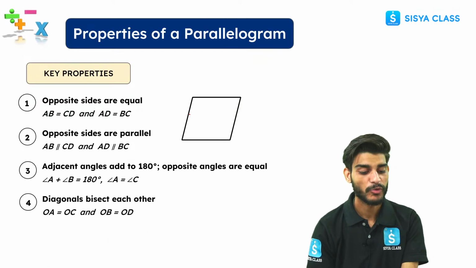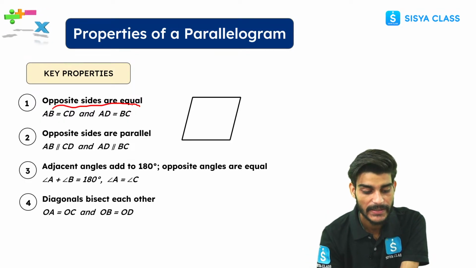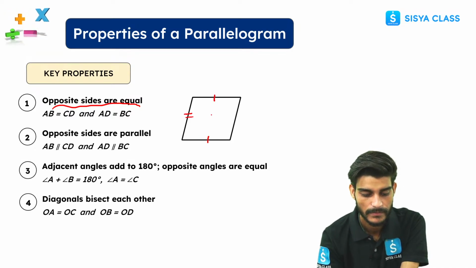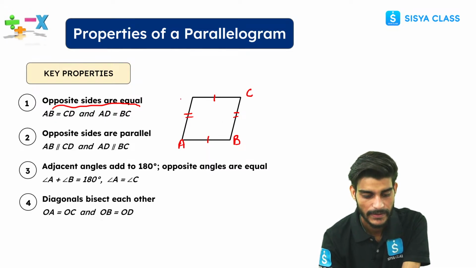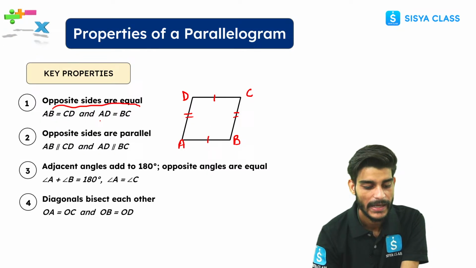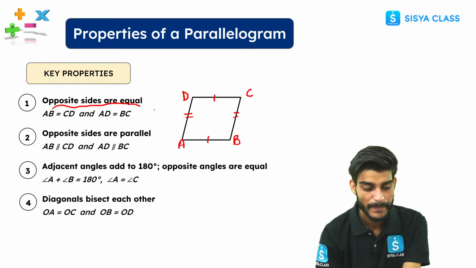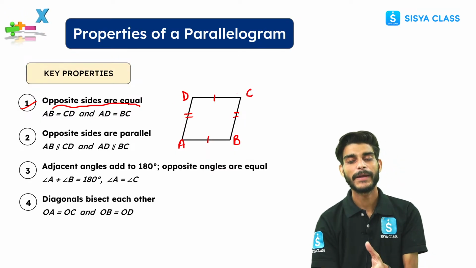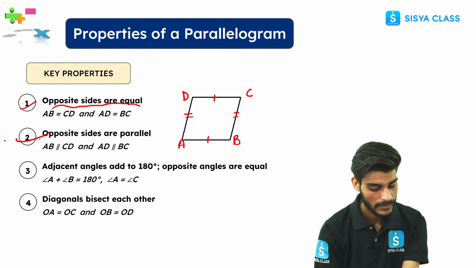Now let's talk about the properties of a parallelogram. The first property says that the opposite sides are equal. Yes, opposite sides are equal in a parallelogram. So if this is A, this is B, this is C, and this is D, then AB equals CD, and AD equals BC. This was the first property. Second, opposite sides are parallel. Obviously AB is parallel to CD and AD is parallel to BC. So the second property is also clear.